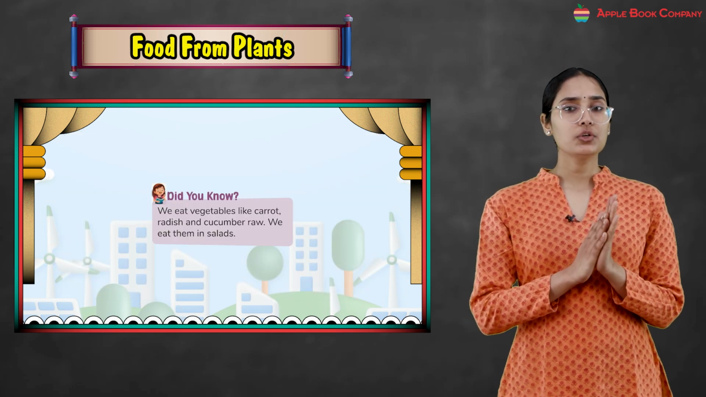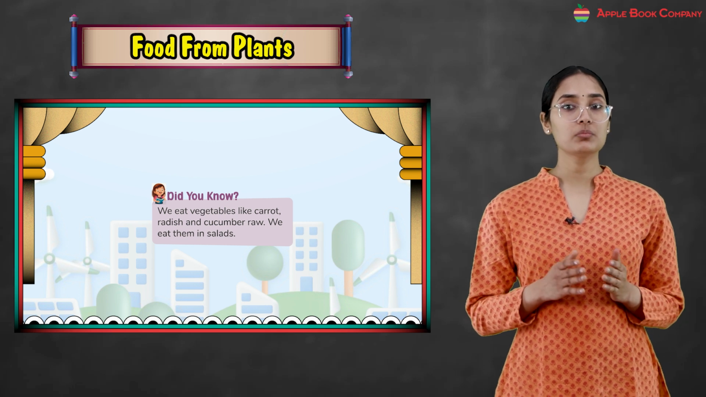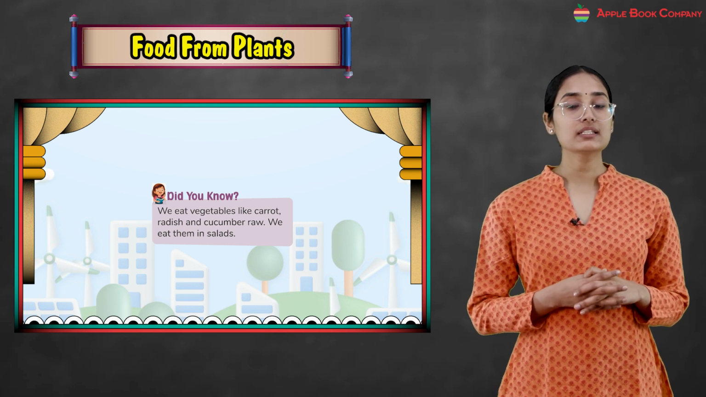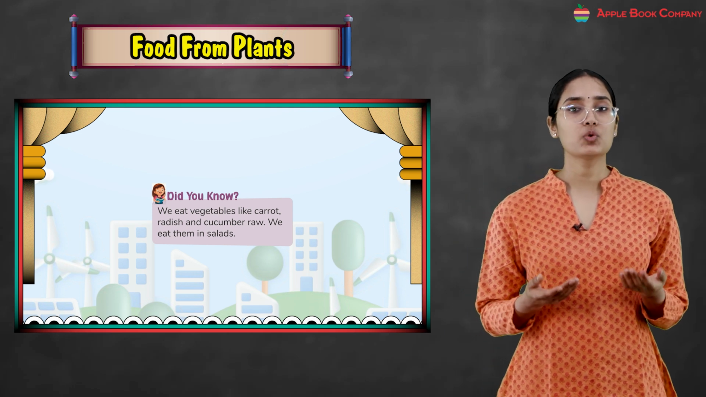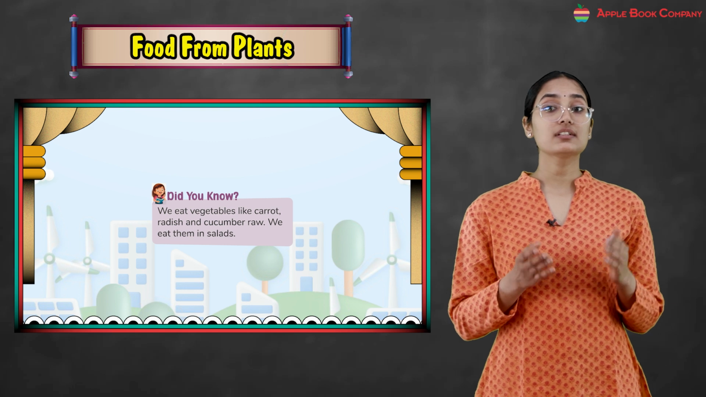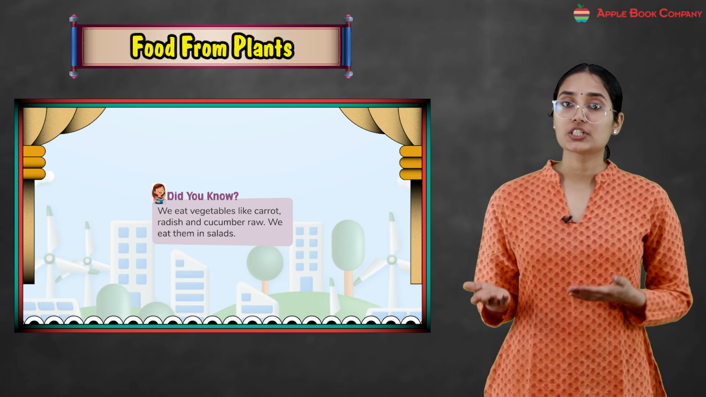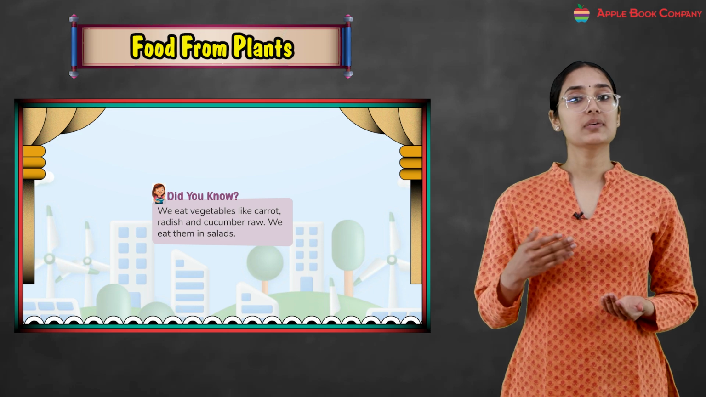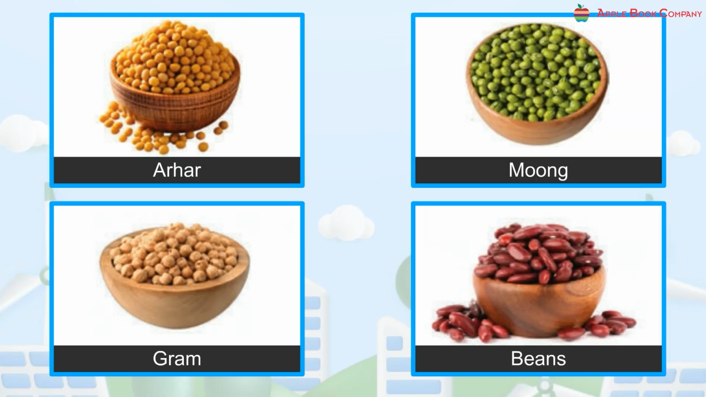So kids, do you know we eat vegetables like carrot, radish and cucumber raw? We eat them in a salad, right? Most fruits we eat raw, but there are certain vegetables also that we eat raw, just like carrot, radish, cucumber, in a salad.